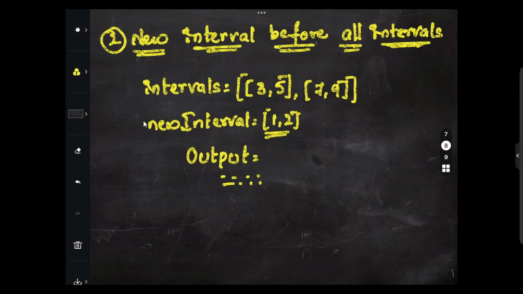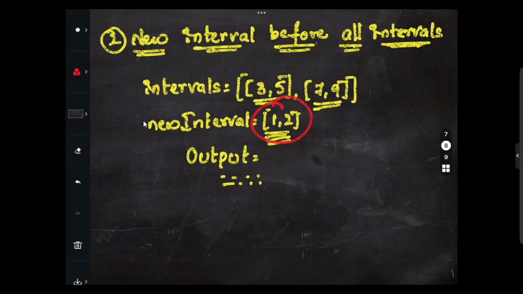Let's move on with the second edge case here. The new interval before all the intervals: the intervals are 3 comma 5 and 7 comma 9, and the new interval will be 1 comma 2 in this case, right?